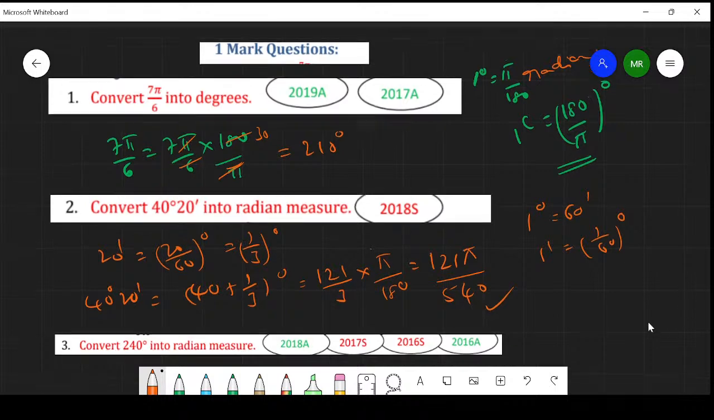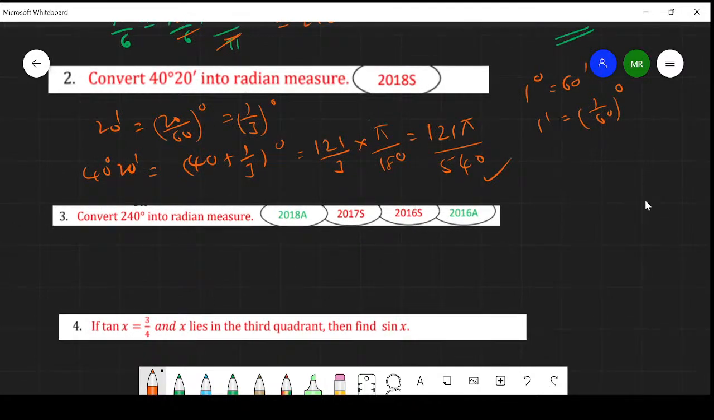Now, doing the third one. Convert 240 degrees into radian measure. When they are asking for radian measure, what should I do here? Always, I told you, into means they are asking in terms of radians. What is 1 degree in terms of radians? Pi by 180 radians. This is the formula: 1 degree equals pi by 180 radians.